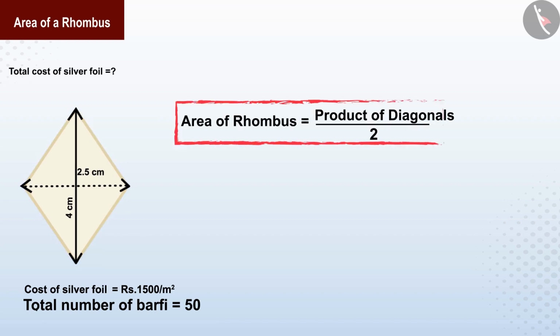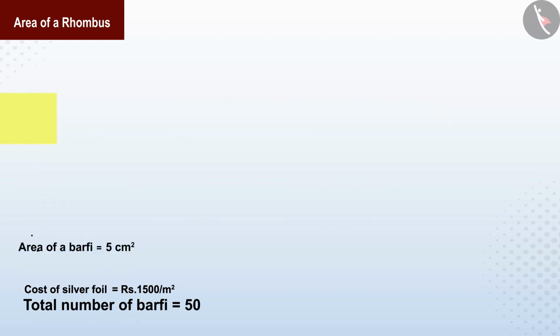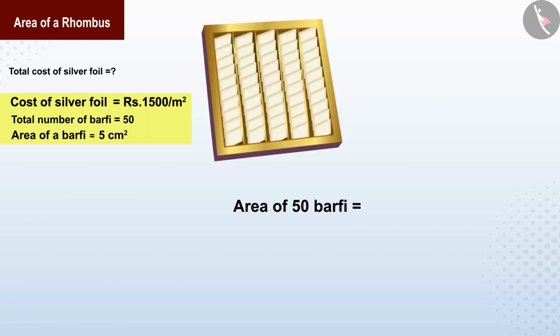The diagonals of each barfi are 4 cm and 2.5 cm. So let us find the area of a barfi, which is 1/2 times 4 cm times 2.5 cm. That is 5 square centimeters. Now, can you tell how to find the area of 50 barfi?